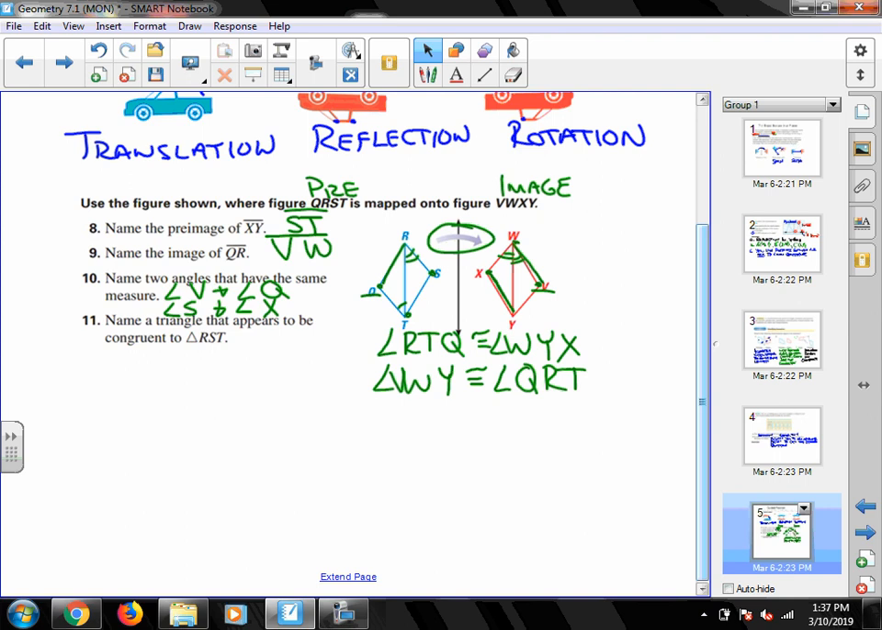And name a triangle that appears to be congruent to triangle RST. Try and pick a color I haven't used yet. RST right here is the closest triangle to the line. So I'm going to pick the other close triangle to the line right here. I'm going to go with triangle WQT.